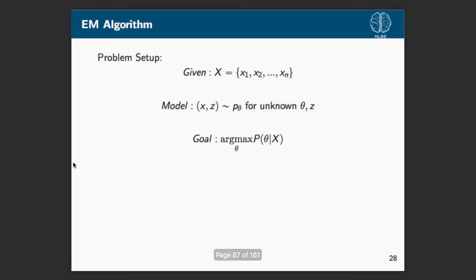Okay, cool. So our goal is to estimate the model such that the probability of that model, given our data, is maximized. Basically, we want to find the model that best explains our data, right? But now you may notice this is just in terms of x. What happened to z? Z is still a factor in our model.